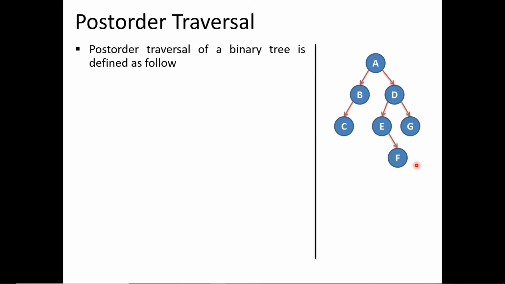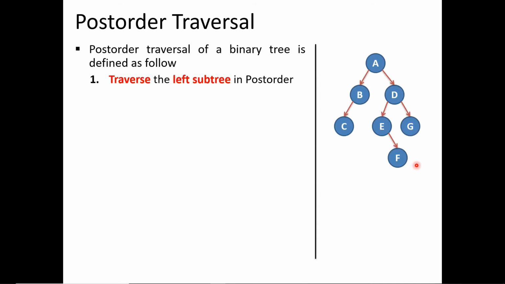Then the third one is post-order traversal. As the name suggests, in post-order traversal, first we have to visit left, then right, and lastly the root. So this is the tree which is given for post-order traversal. Post-order traversal of a binary tree is defined as follows.